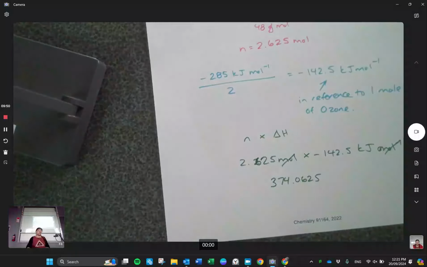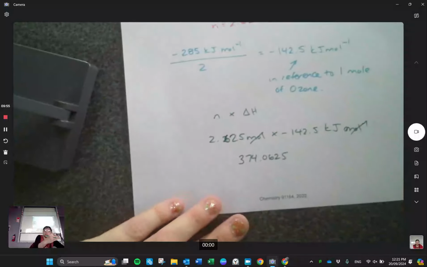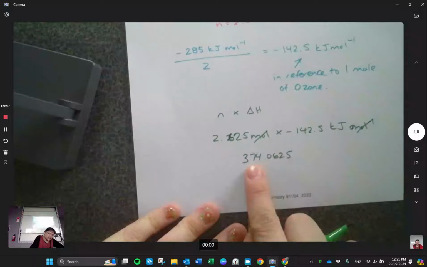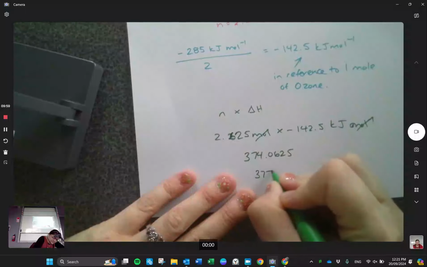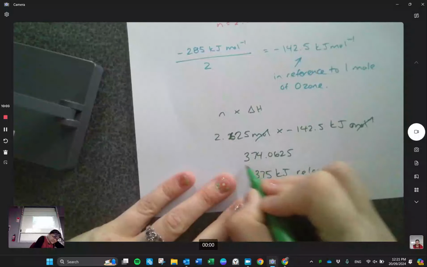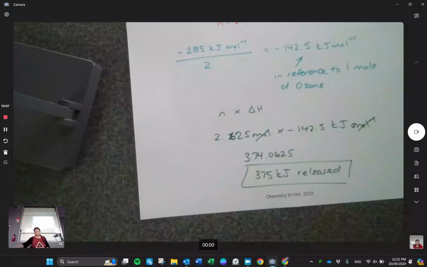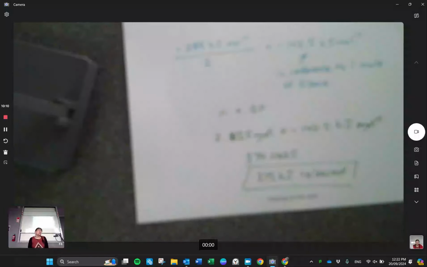I want it in 3 significant figures just to be on the safe side. Sometimes they want it, sometimes they don't, so let's do it for the safe side. So that'd be 375 kilojoules released. And that's my answer. So use those units. That's a nice little way to figure out what you're doing.